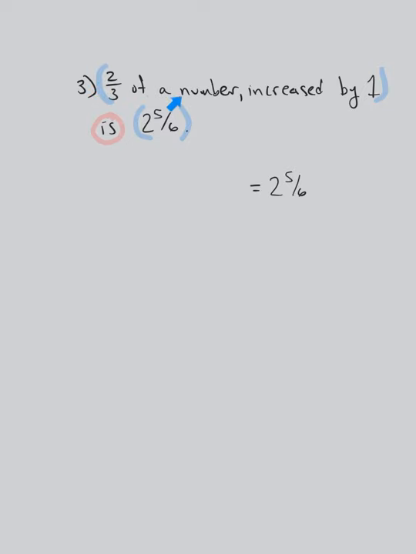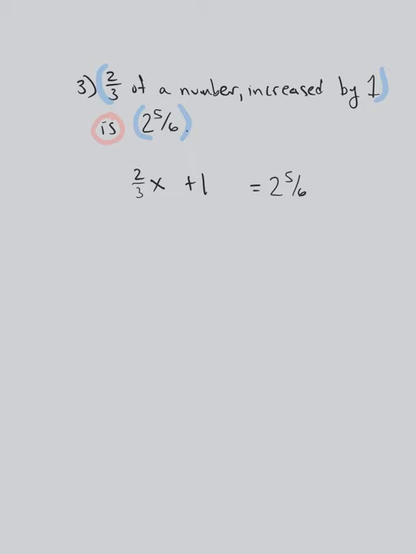Okay. So we got 2/3 of a number. That means 2/3 times x. Okay, and then increased by 1. All right, so we're going to add 1. So there's our equation. So that's the first thing I wanted to point out with this. You got to remember that of means multiply whenever you're translating.